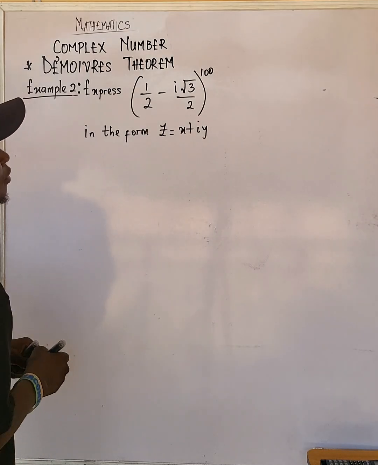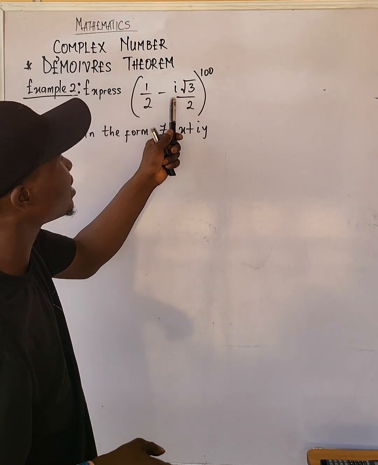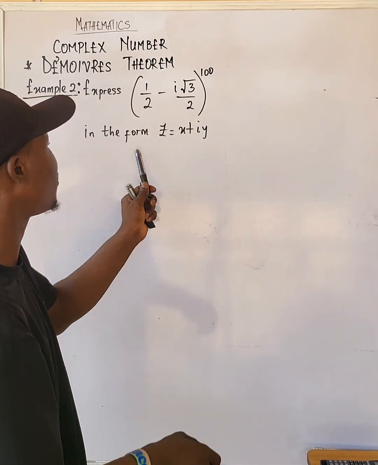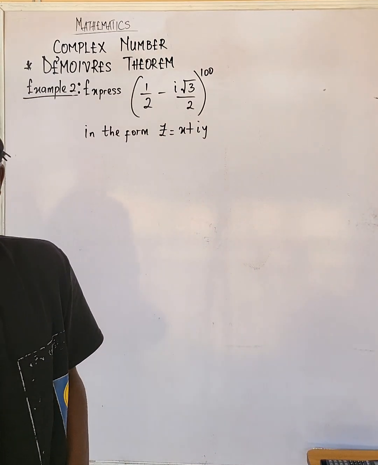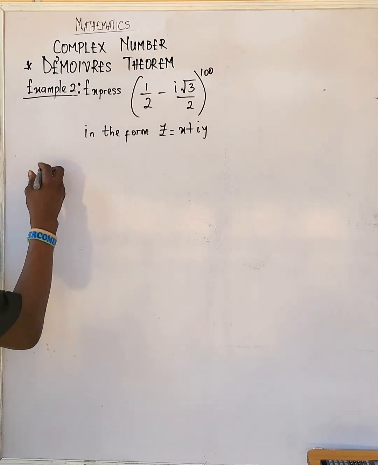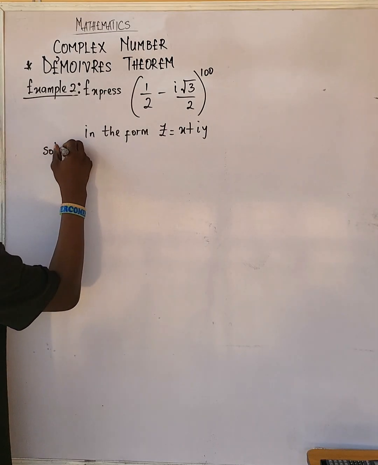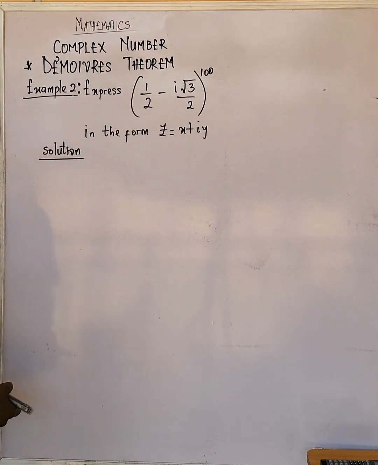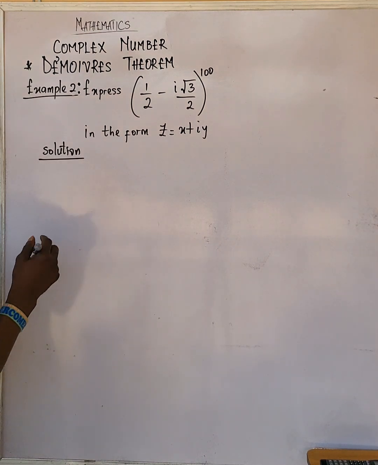Express (1/2 minus i square root of 3/2) all to the power of 100 in the form z equals x plus iy. How do you go about it? Solution: just very, very simple. This video will make use of a short method instead of going through a long method, so let's just solve it directly.